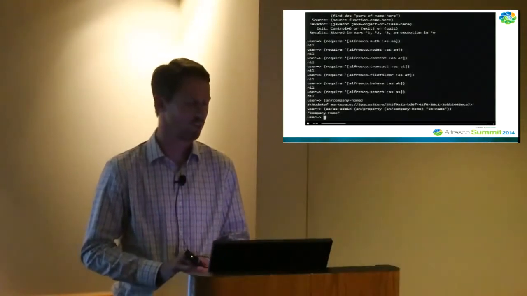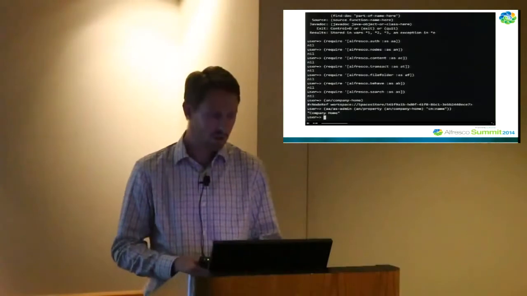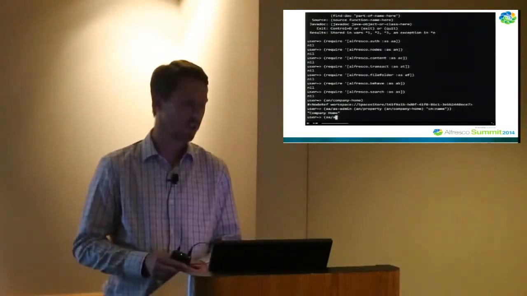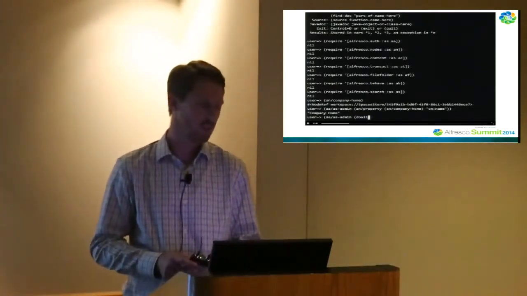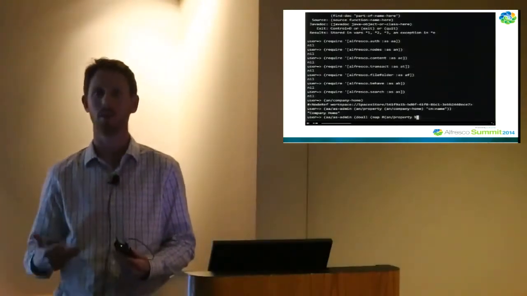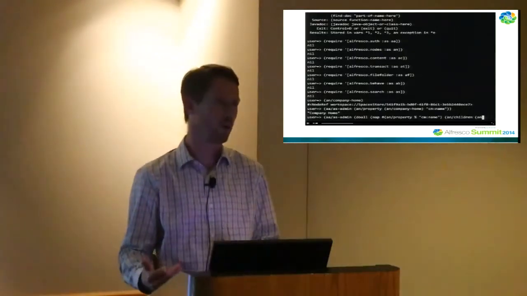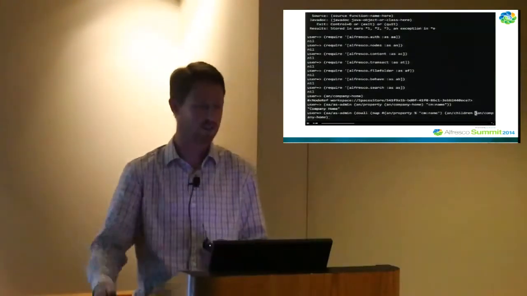So the next thing we'd like to do is something a little bit more complicated, and in this case, we're going to look at the children of company home. This is another common thing that you would do as a Java developer in Alfresco, is write a bunch of iterative code that walks through the repository and lists things out.